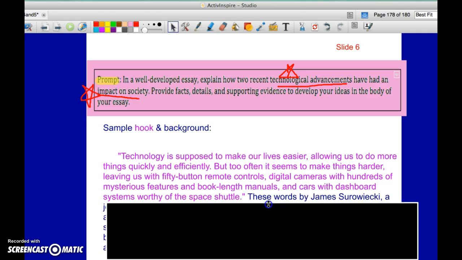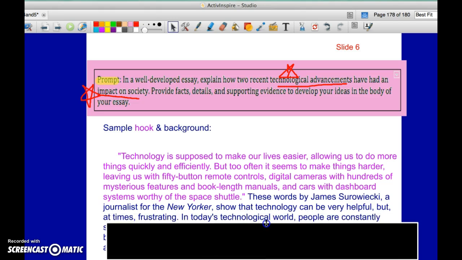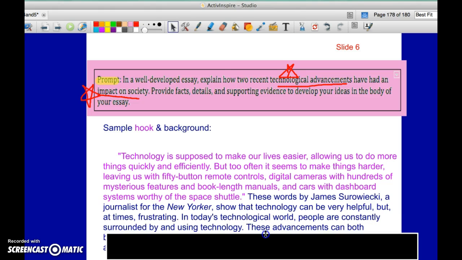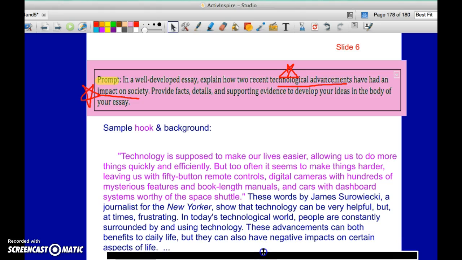These words by James Surowiecki, a journalist for The New Yorker, show that technology can be very helpful, but at times frustrating. In today's technological world, people are constantly surrounded by and using technology. These advancements can both benefit daily life, but they can also have negative impacts on certain aspects of life.